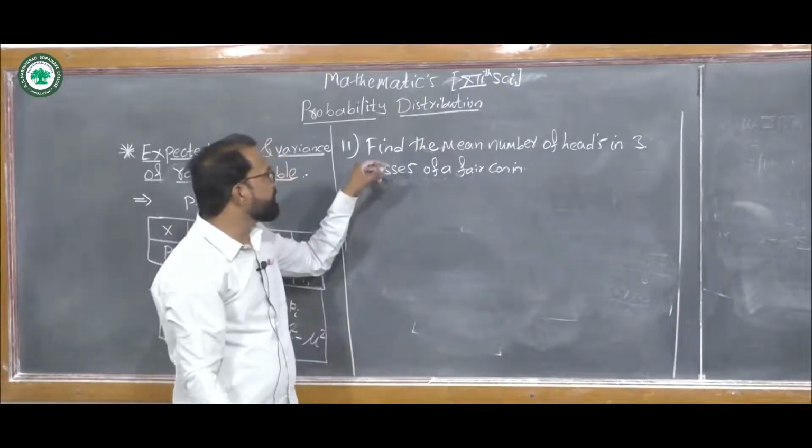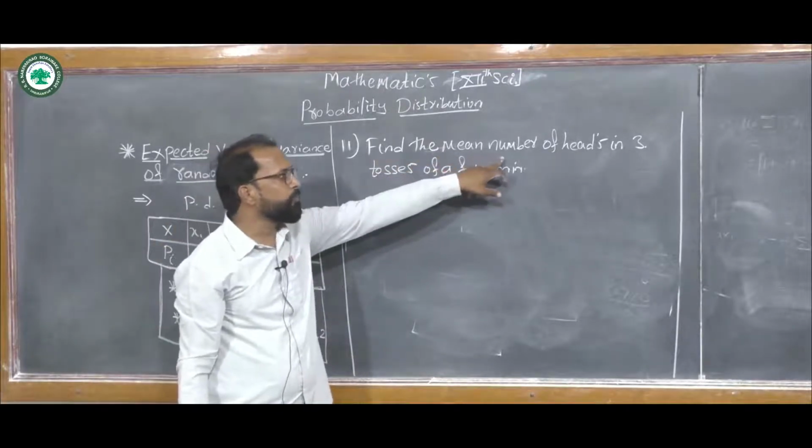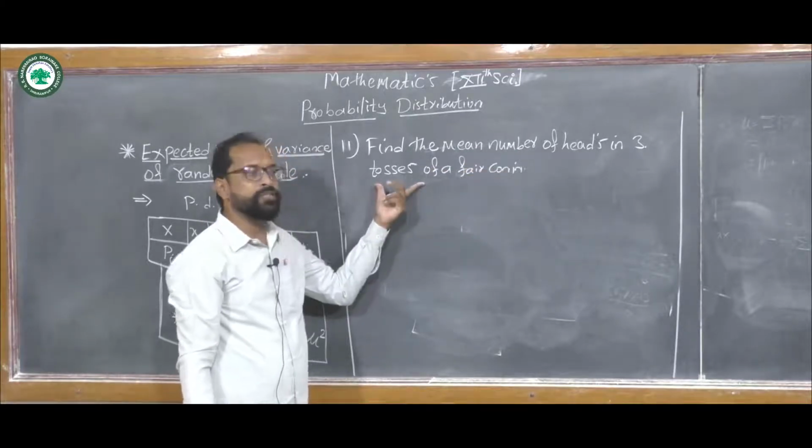Now the next problem is to find the mean number of heads in 3 tosses of a fair coin.